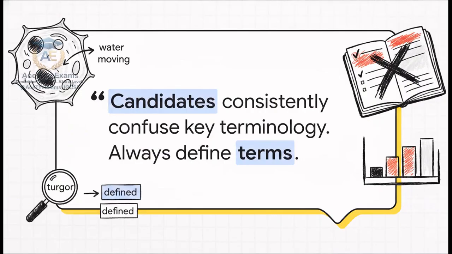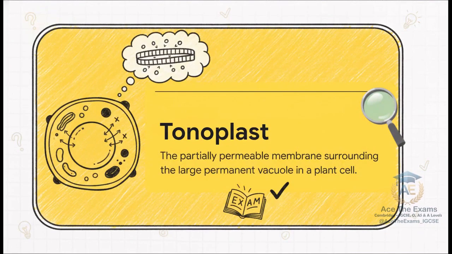And if you don't believe me, listen to this direct warning straight from a Cambridge Principal Examiner report. "Candidates consistently confuse key terminology, always define terms before using them in extended responses." This right here is exactly why ordinary revision just doesn't cut it. You might vaguely get how water moves around a plant cell, but if your baseline terms aren't explicitly correctly defined, the examiner literally stops reading and stops awarding marks.